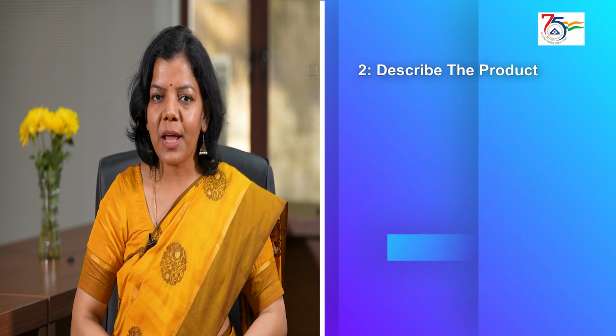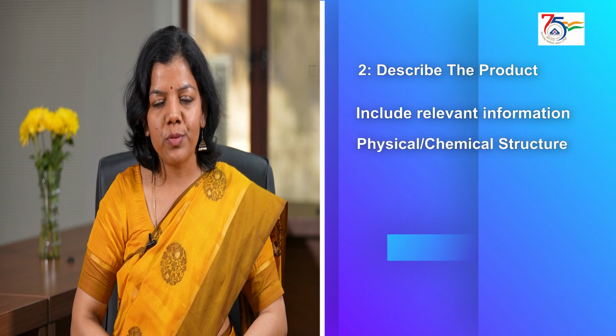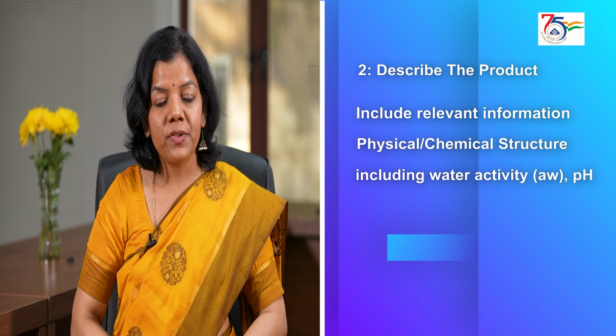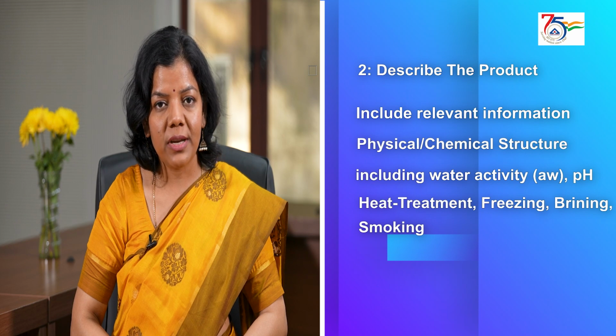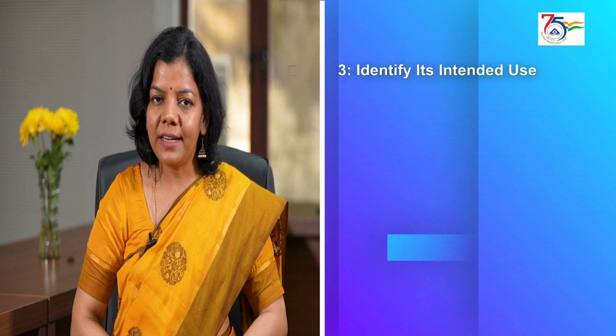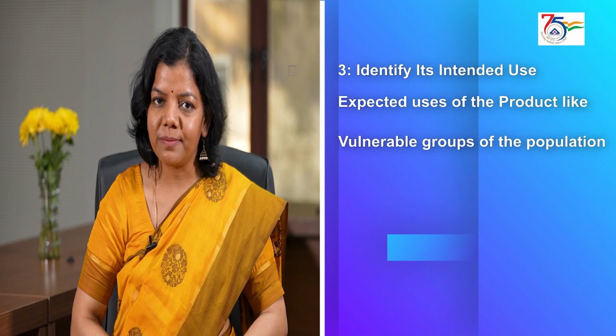Second, describe the product, to include relevant information such as composition, physical and chemical structure, including water activity, pH, etc., treatments required such as heat treatment, freezing, brining, smoking, etc., packaging, durability and storage conditions, and method of distribution. Third, identify its intended use or expected uses of the product, like vulnerable groups of the population.